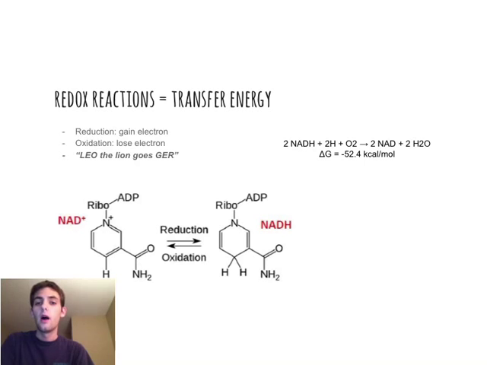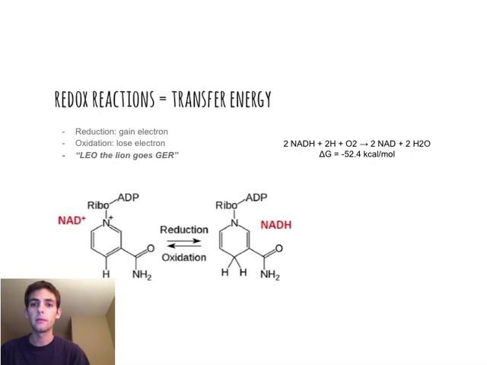The flip side of just releasing energy is going to be redox reactions, which is a way to control some of that energy from ATP. And so you might remember from chemistry this idea of reduction and oxidation. Reduction is when a molecule is going to gain an electron, and oxidation is when a molecule is going to lose an electron. And in case you forgot that and you need a way to remember, you can remember this phrase: Leo the lion goes grr. Leo, lose electron, is oxidized. Grr, gain electron, is reduced. So it's a way for you to remember those terms.